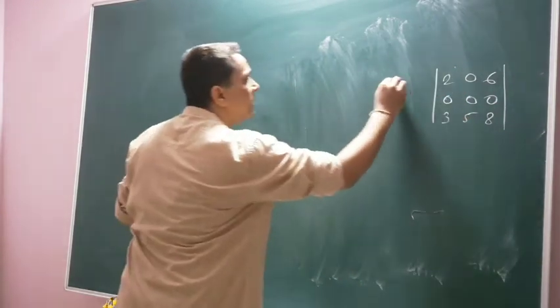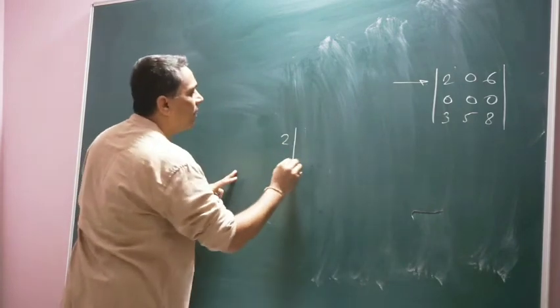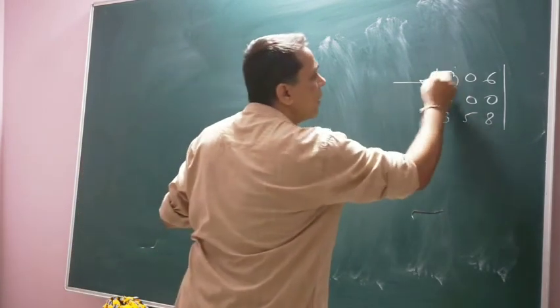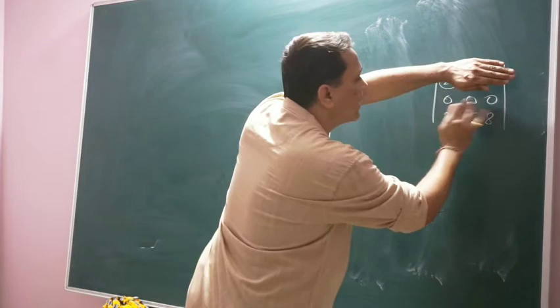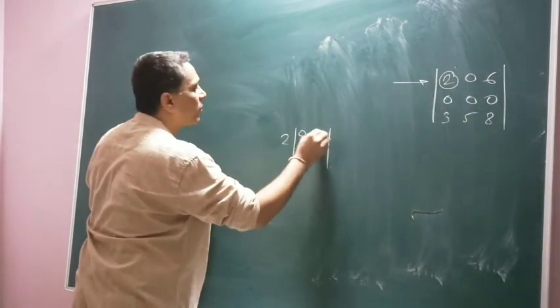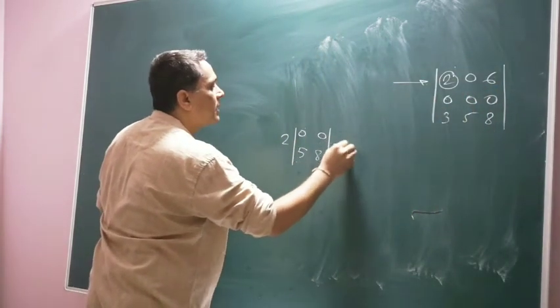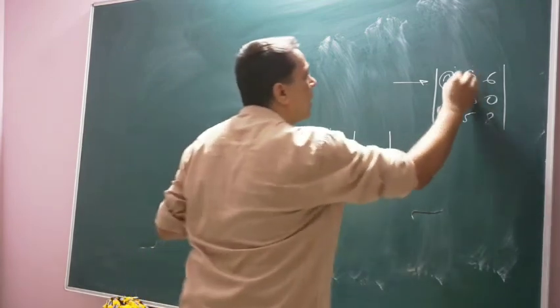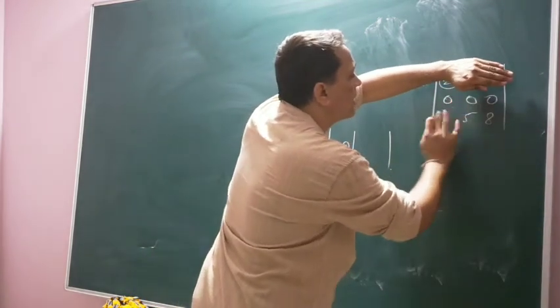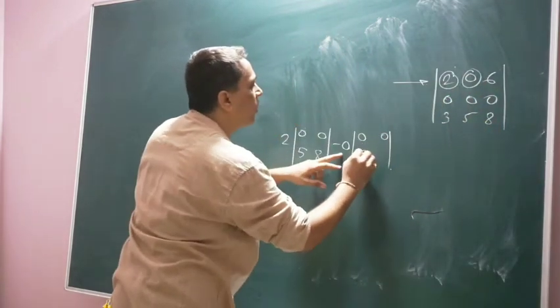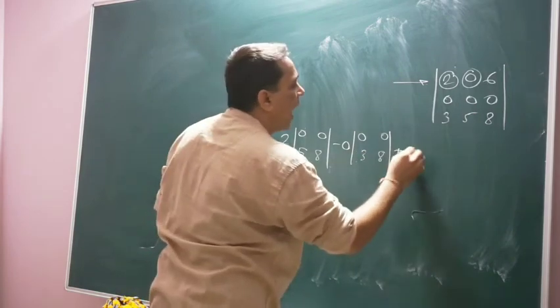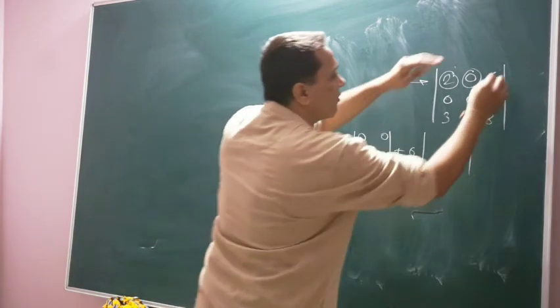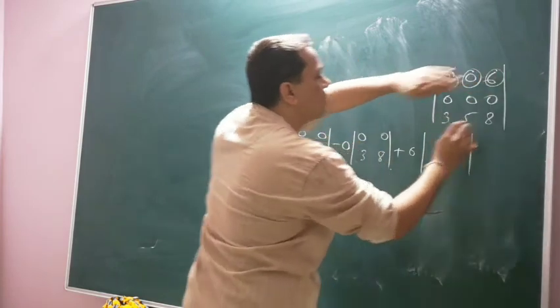Let's check it out. Considering the first row, we will find the value 2. Forget the row and the column of that element. What remains is 0, 0, 5, 8. Then always subtract the second number. Forget the row and the column. What remains is 0, 0, 3, 8. This is going to be 0. And then add the third number. Forget the row and column. What remains is 0, 0, 3, 5.